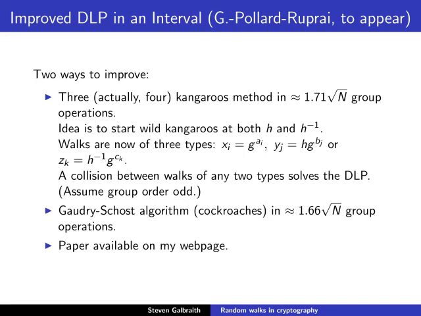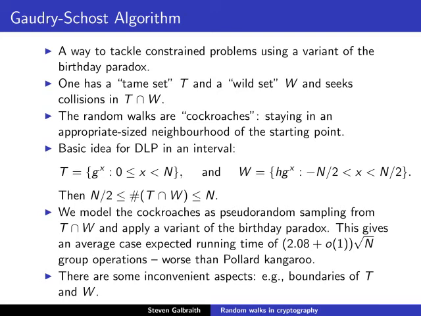And then there's another algorithm I'm going to tell you about in a minute, this Gaudry-Schost algorithm, and you can get the running time down to 1.66. So this is a paper that's to appear in Mathematics of Computation, I think, but it's on the web. Right, so what's this Gaudry-Schost thing? What are these cockroaches?